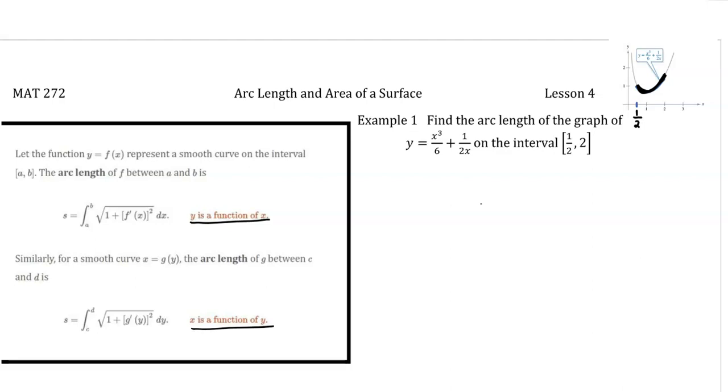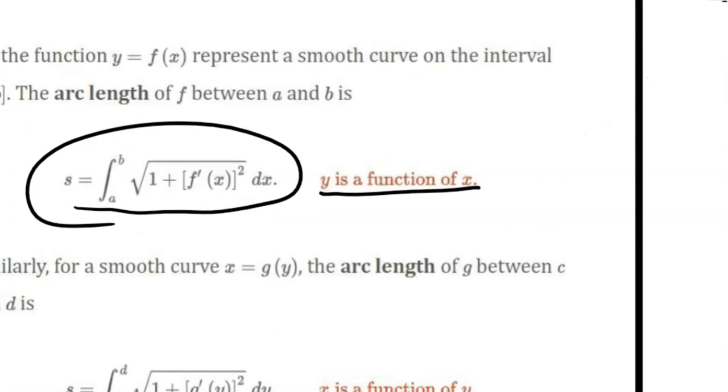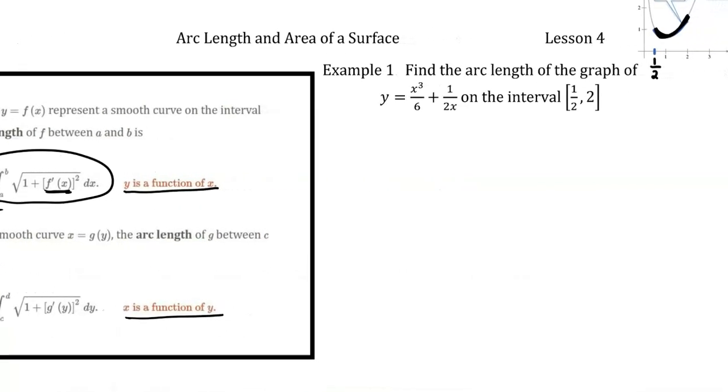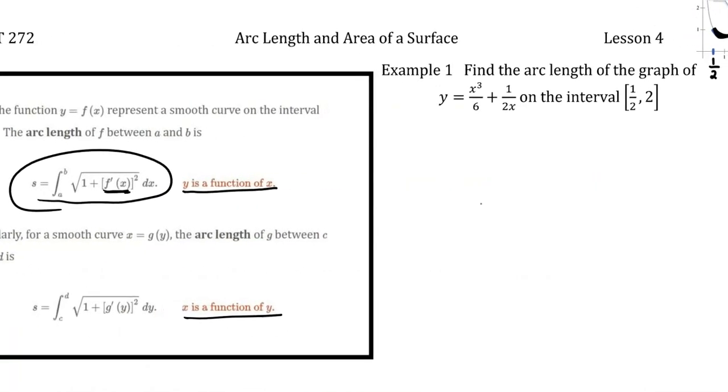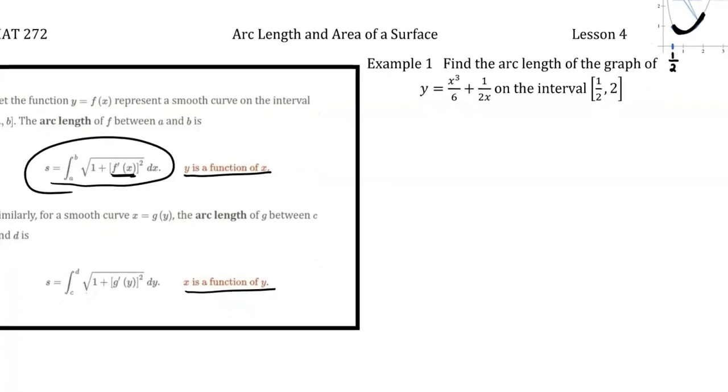That's the interval that we are interested in finding the arc length over. So looking at what we need here, I need to take an integral of a square root of 1 plus the derivative squared. So I will need the derivative of this function. This f of x is just like our y, our function. So I'm going to start off by taking y prime.